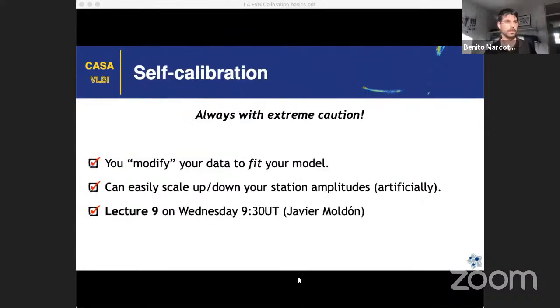And the last one is about self-calibration. You'll have a lecture dedicated to that, so you will have more feedback there. But always keep in mind that self-calibration basically modifies your actual data to fit your model, your source model. So if your model is not completely accurate, you will introduce some artificial deviations in your data. Okay, so that's why you always need to be careful and confident in what you are doing there, because it's easy, especially in amplitude, to scale up and down artificially what you're observing. And then in your target, you will end up with completely wrong amplitudes or even shapes.